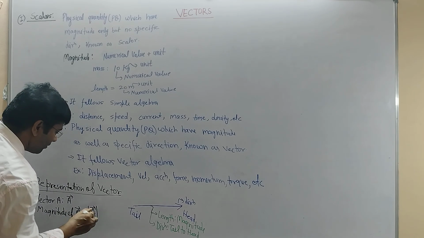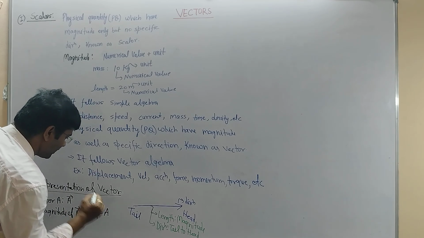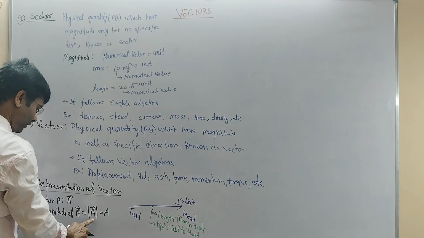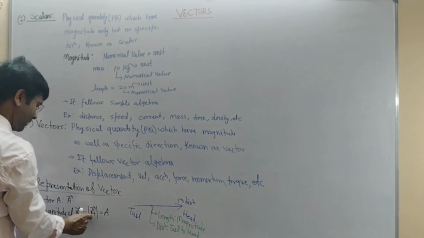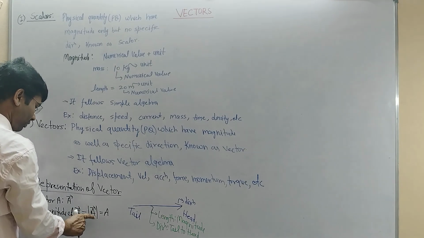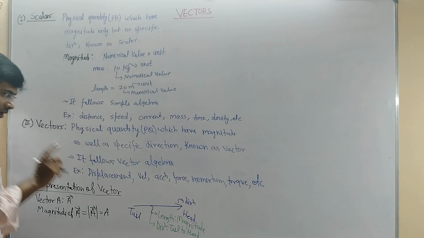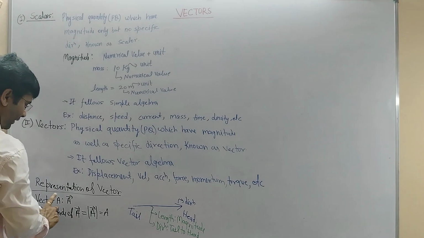This mod is magnitude and this is simply A. So simply A means magnitude of vector. Okay, and this one is the same as that, but we don't write it like this. Although this is the same. So this one, mod vector A, is nothing but A only, and this one is vector form.